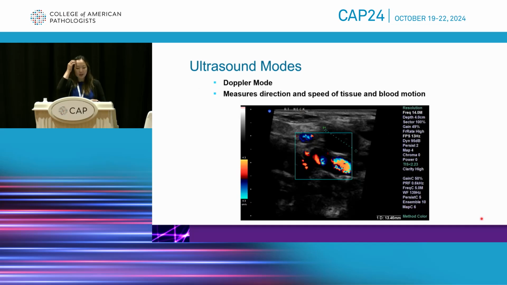One mode that I do use a lot is Doppler mode, and so Doppler is where the machine measures the direction and speed of tissue and blood, and really when we're thinking about pathology in our samples, we're thinking about blood motion, right? So this is an image from our clinic looking at the right neck with some large vessels in the right neck. So I actually use this quite a lot in our clinic because, if you're scanning, you might not know if something cystic is a cyst or a vessel. And obviously, if you're planning to stick a needle into it, it's important to know whether it's a cyst or a vessel.